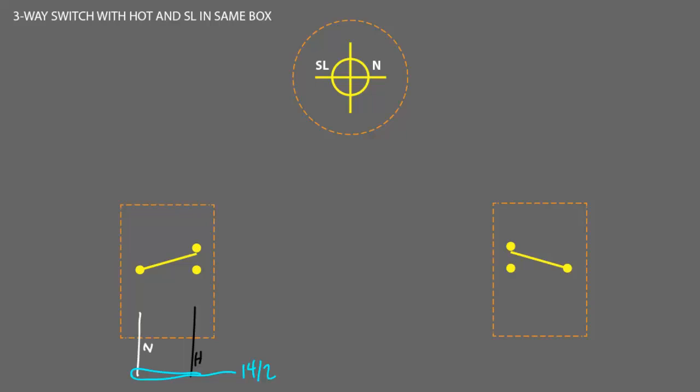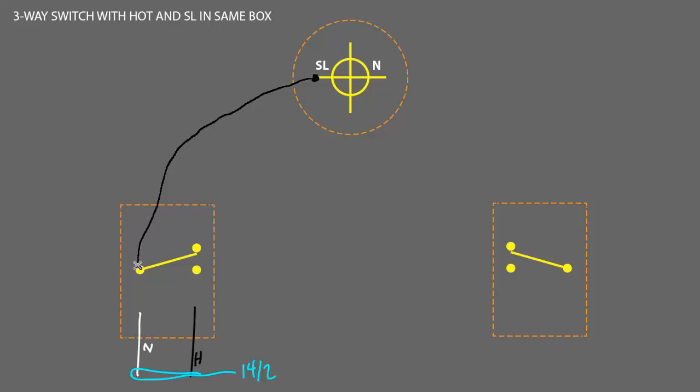So this scenario is a three-way switch with the hot and the switch leg in the same box. This is a scenario that is very, very common. So let's start with our switch leg. Let's go ahead and connect it to one side. And we're going to bring it down here.